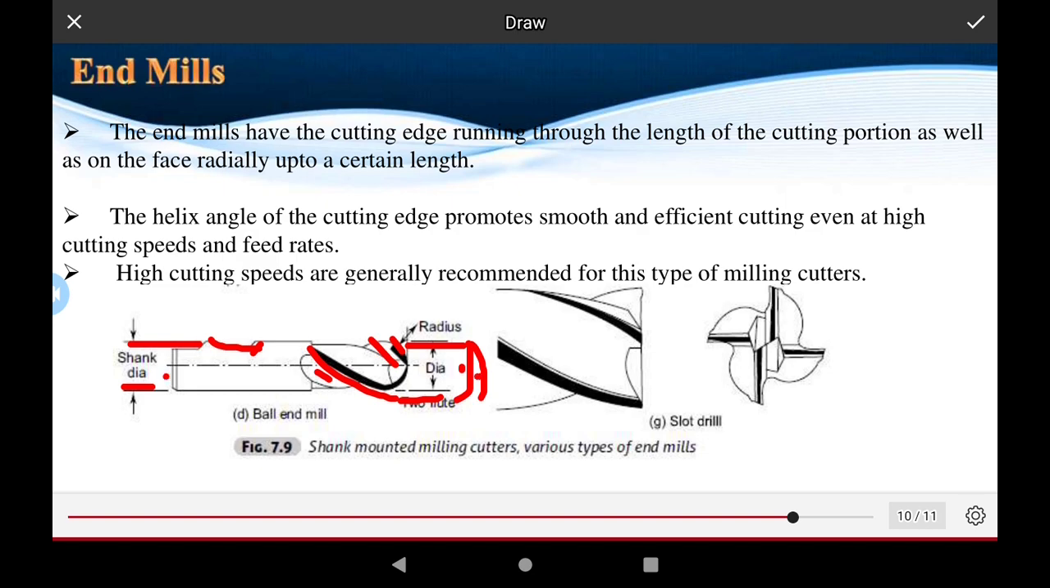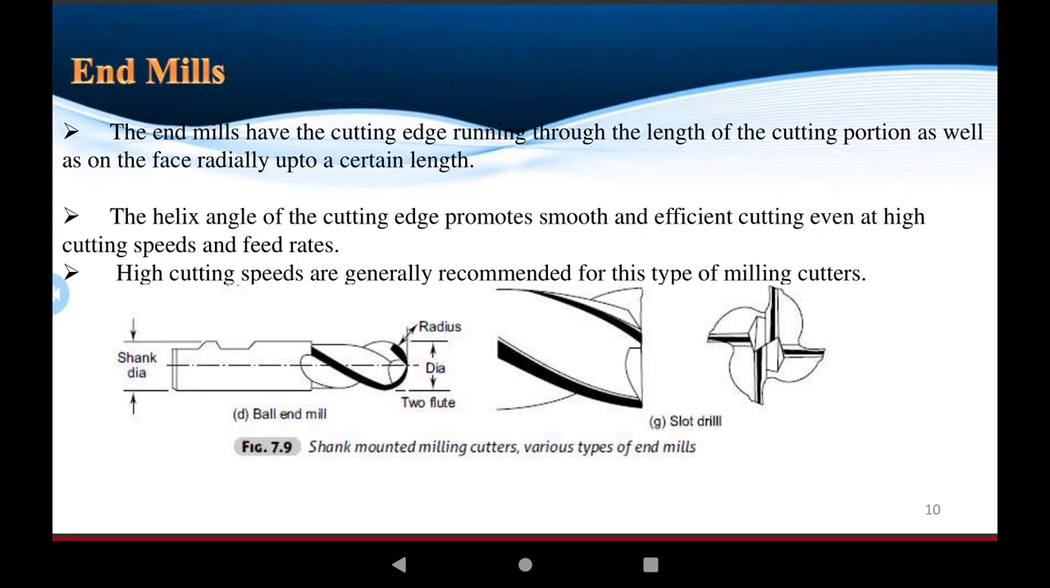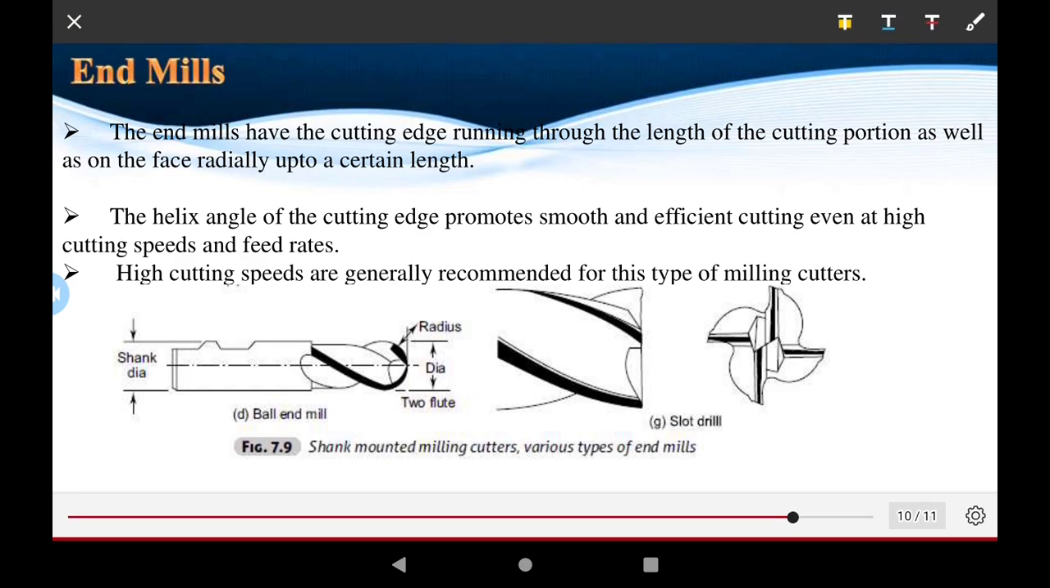Okay, and this is the mid position of the straight line of the two flutes. Okay, used for these operations. Ball end mills, this is the ball end mill operation. The other tool also has an end that is a very sharp surface. Okay, this is the tool used for the operations.